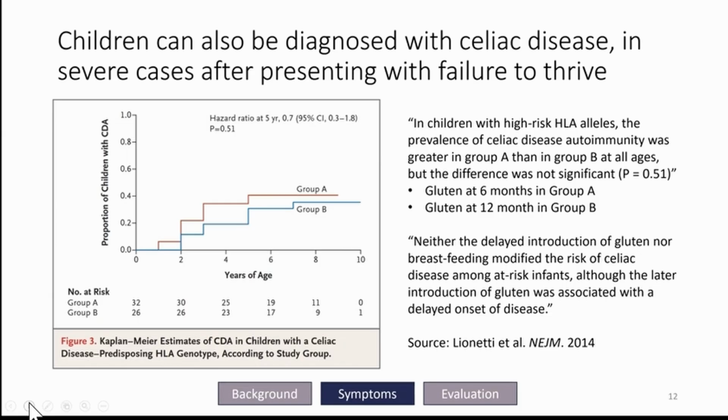But we see that over time, as the kids get older, the proportion of children in both groups is relatively the same. So the conclusion from a lot of this work is that while introducing gluten early on in the diet may unmask the symptoms and the disease earlier, ultimately in the long run, the delayed introduction of gluten doesn't modify the actual risk of developing celiac disease if you are predisposed to it.